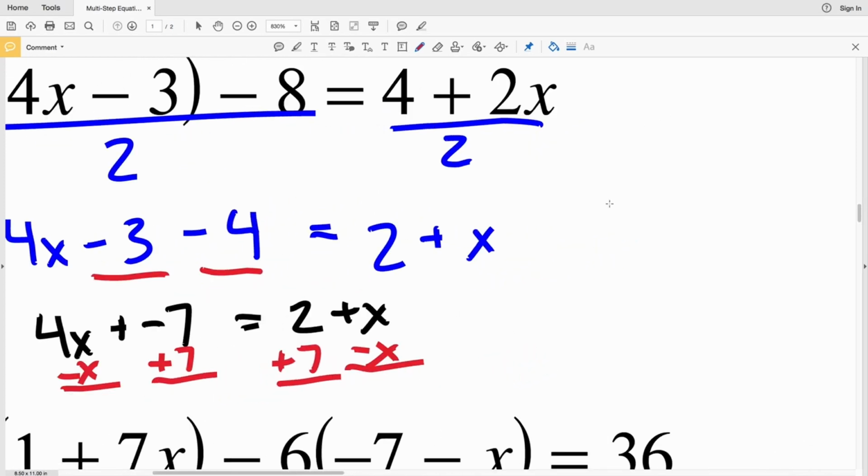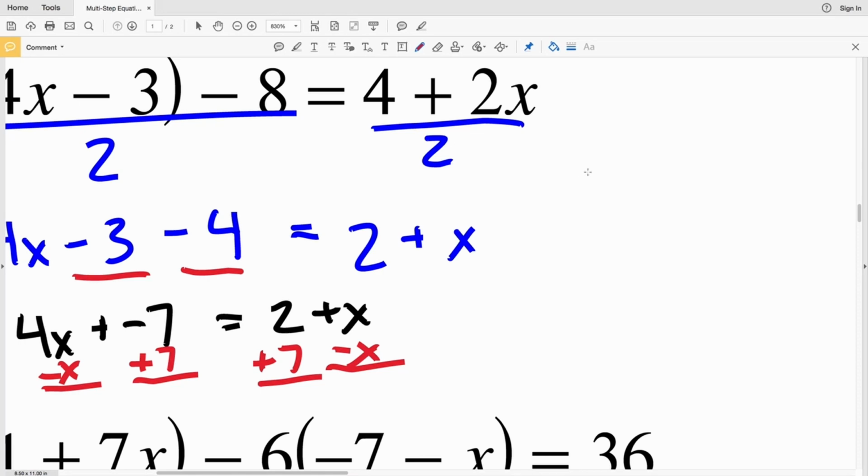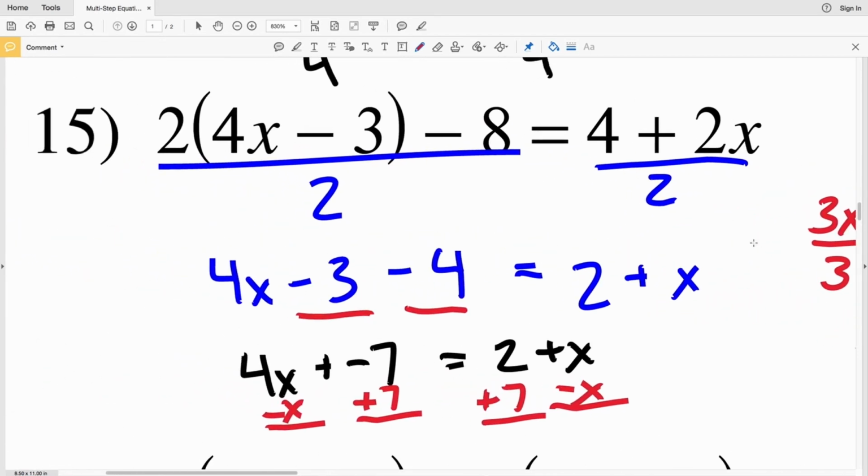Scrolling over a little bit so that I have a little more room to do my work, 4x minus x is going to leave me with 3x. Negative 7 plus 7 is 0. So 3x equals 2 plus 7, which is 9. x minus x is 0. So we have 3x equals 9. I'm going to divide both sides by 3 to get that x is equal to 3. So x equals 3 for number 15.